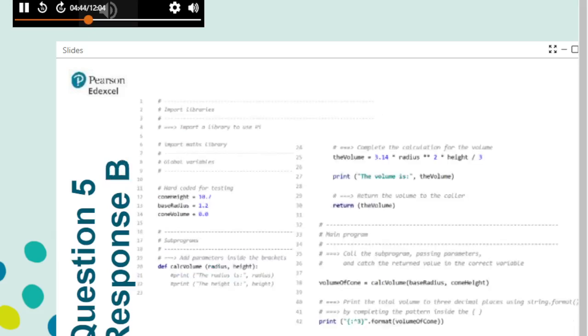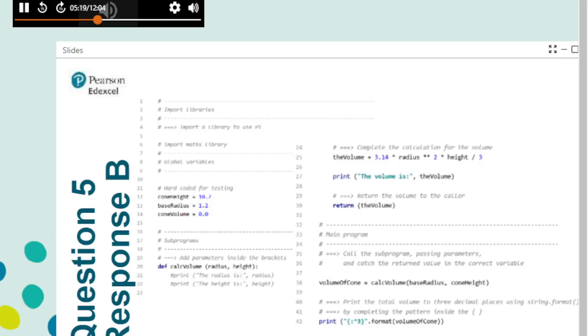For response B, marks were awarded as follows. 0 marks for importing math library, as it hasn't been done. 1 mark for the right number of parameters on subprogram definition, but no mark for using the correct variable names. 1 mark for accurate translation of the formula, even though an approximation of pi is used on line 25. 0 marks for using maths.pi as an approximation was used on line 25.